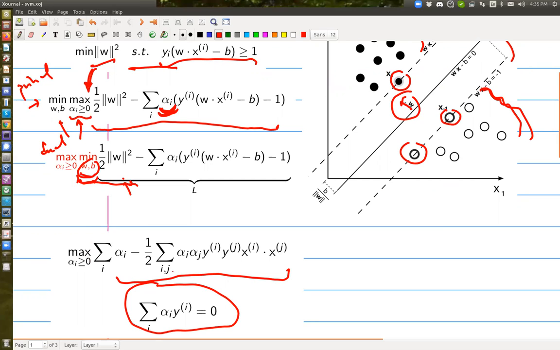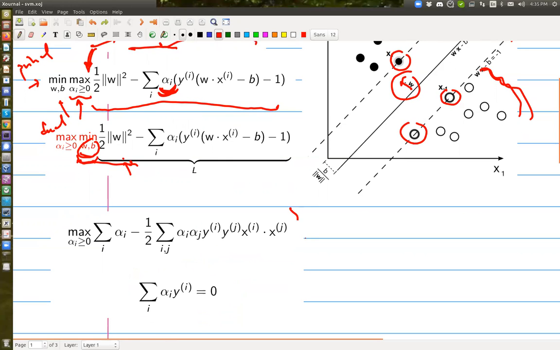Where is this constraint from? I think this constraint comes from taking the derivative with respect to b and setting it equal to 0. If we take the derivative with respect to b, I only have these terms with b, so I have this guy here. So I have this additional condition here.